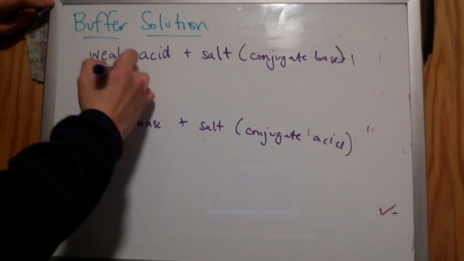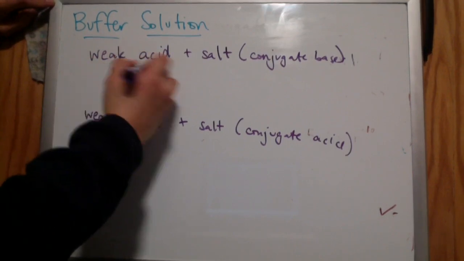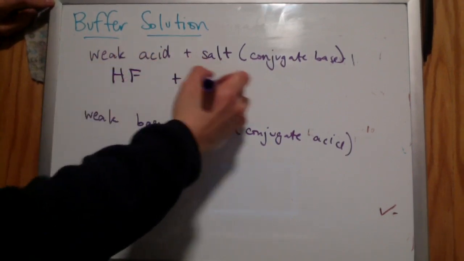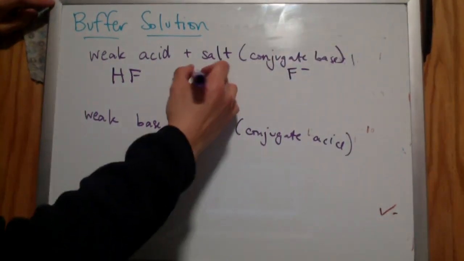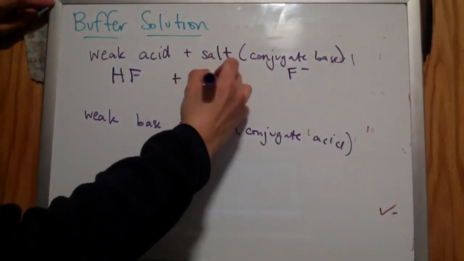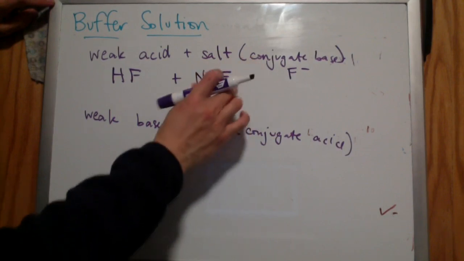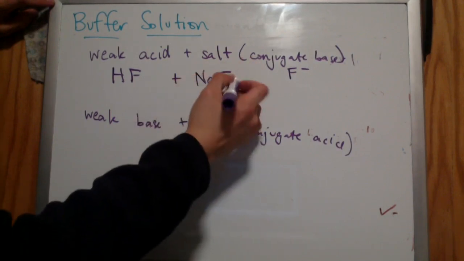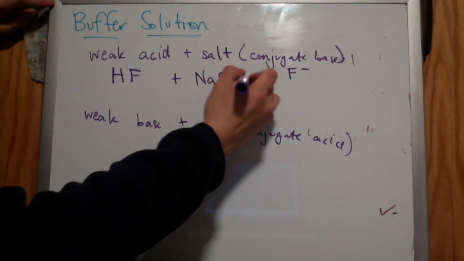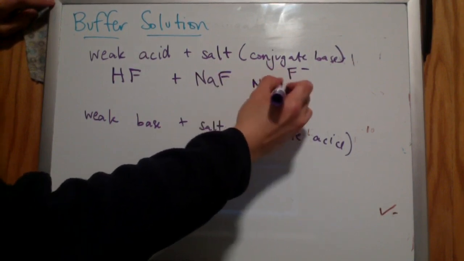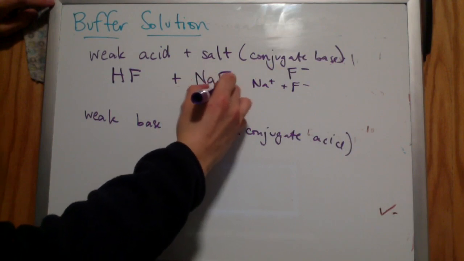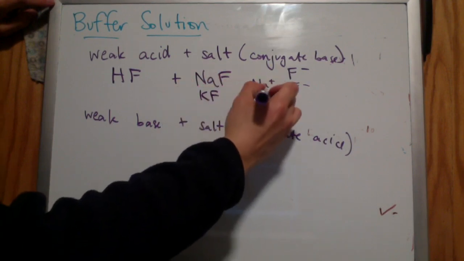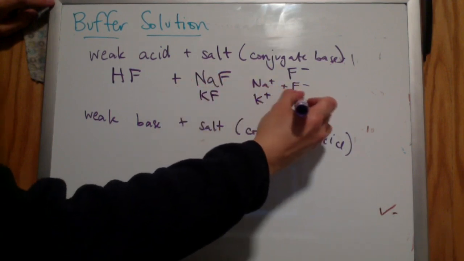So what could it look like? If we had HF, hydrofluoric acid, and then its conjugate base, it would have to contain F minus. Then we take a look here. So we could have NaF, which could be a salt because it dissociates, it's soluble, and then you would make Na plus F minus. Or you could have KF, which would be dissociated as K plus and F minus.